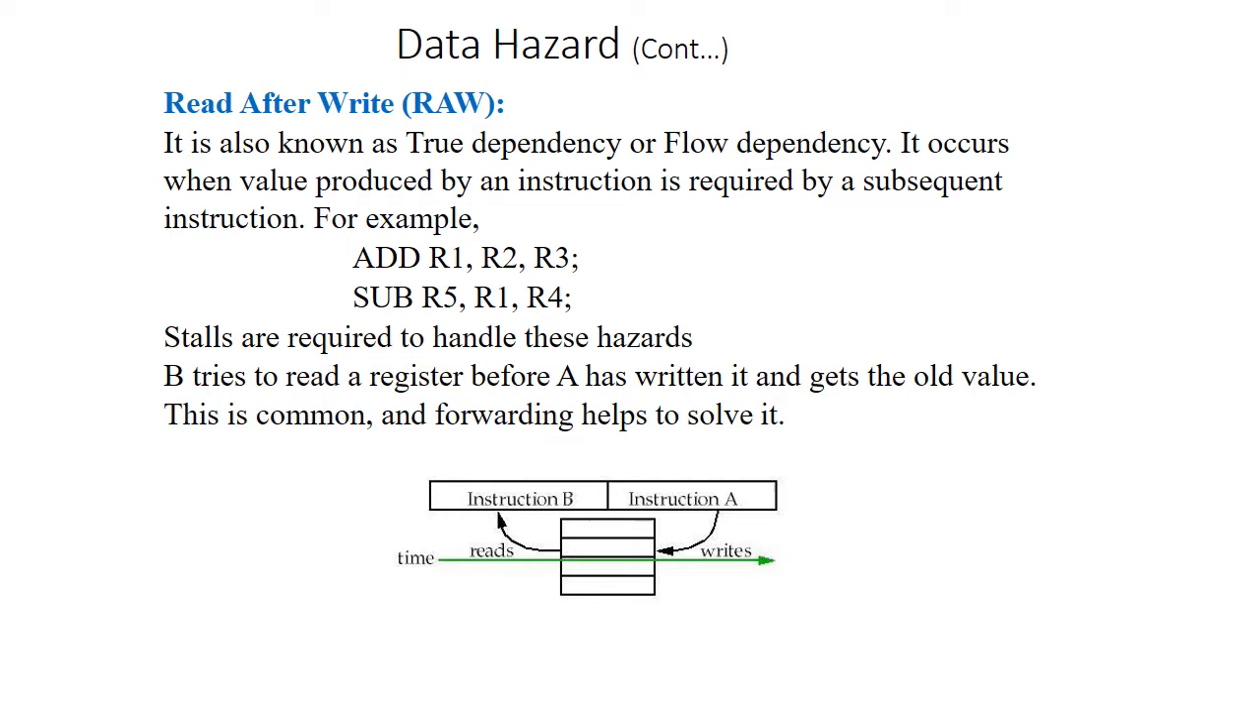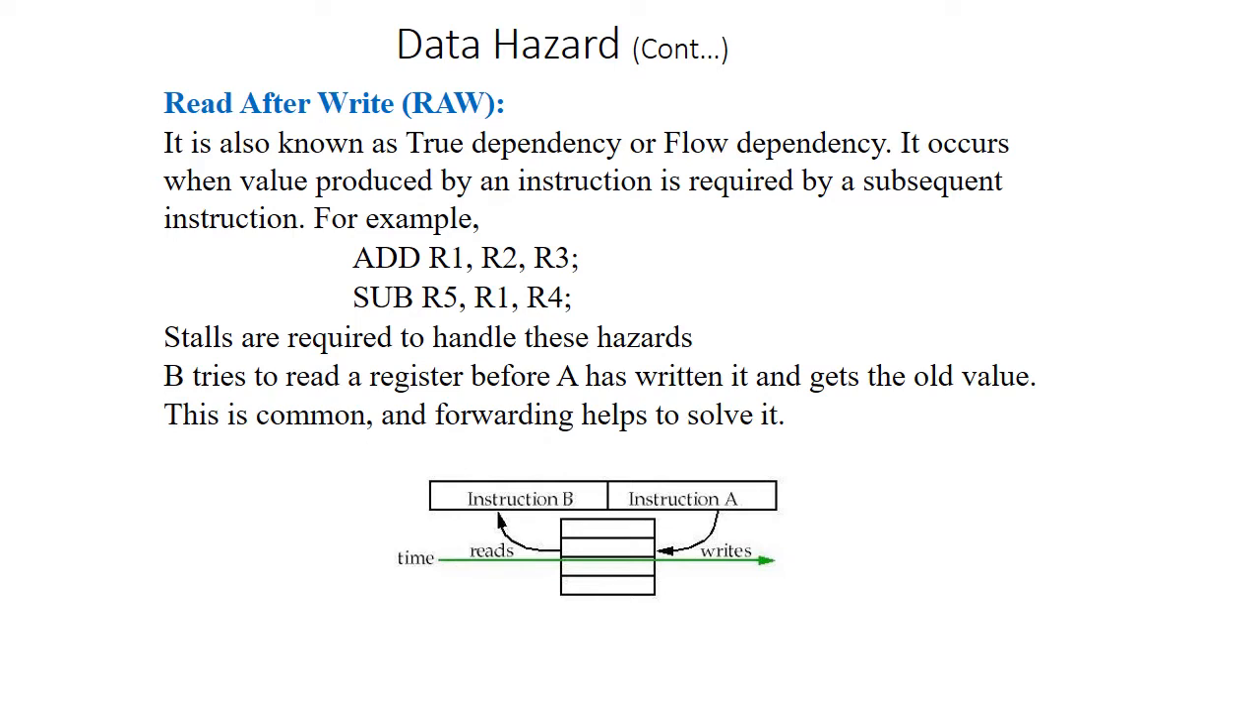and in the second instruction you can see a subtract instruction. The register R4 will be subtracted from the register R1, and finally the subtracted value will be stored at R5. But the second instruction cannot execute the subtraction because first the value of R1 needs to be written by the addition instruction. So it is the example of read after write. That means here you need to write first and then you can read. So it's also required to handle this hazard.